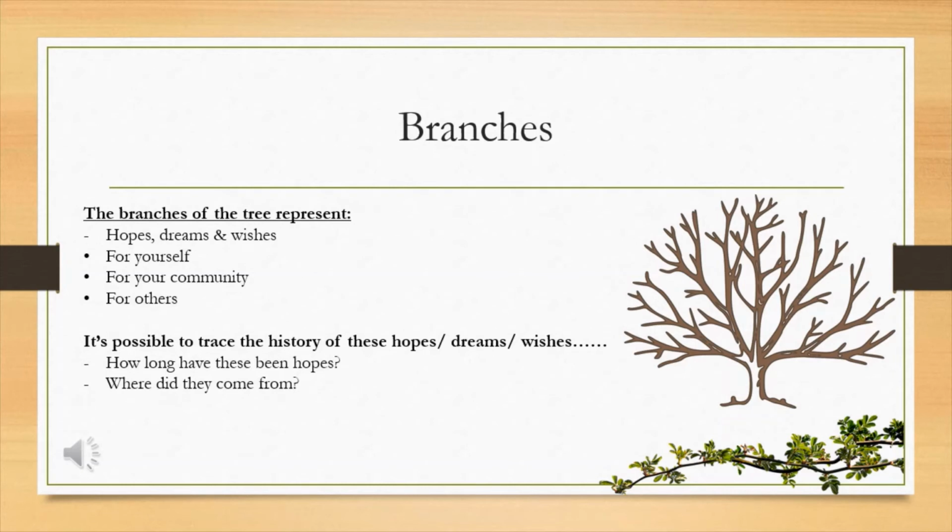All right, so branches of your tree. So the branches of your tree represent your hopes, your dreams, and your wishes. So these hopes, dreams, and wishes don't just have to be for yourself, but they can also be the hopes and dreams and wishes that you have for others, such as your children or other significant people in your life, and also for your community. It can be for your community back home if you're not from Ottawa, if you're not from Canada. It can be for your community in your neighborhood. It can be for your neighbors. It can be for your school community. Really, it's just the hopes, dreams, and wishes that you have for yourself and others.